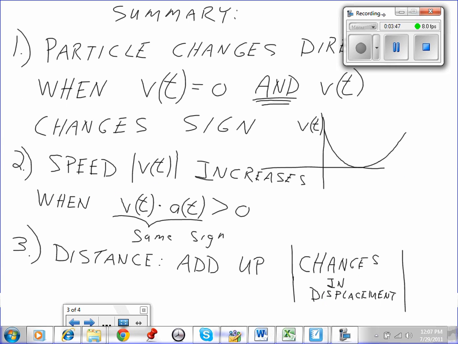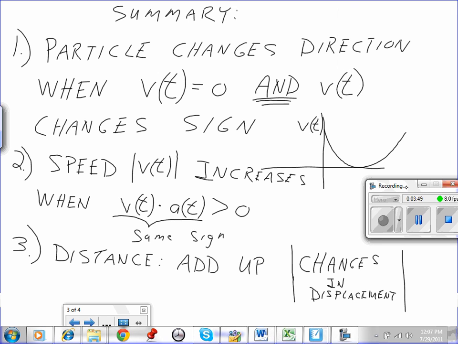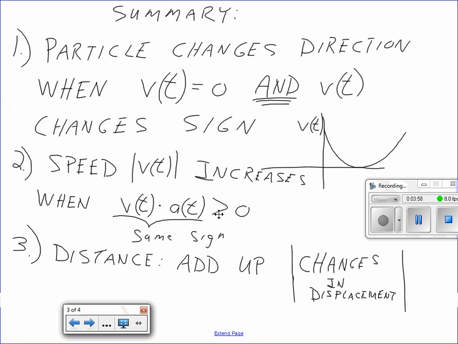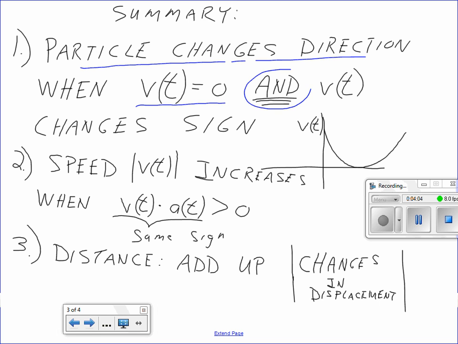Okay, now we've got a little summary of what we've learned. Again, very important application. Summary: particle changes direction when the velocity equals zero and the velocity changes sign. Here's an example of that. Look at the velocity here. It goes positive, it goes down and touches zero, and then it goes back positive.